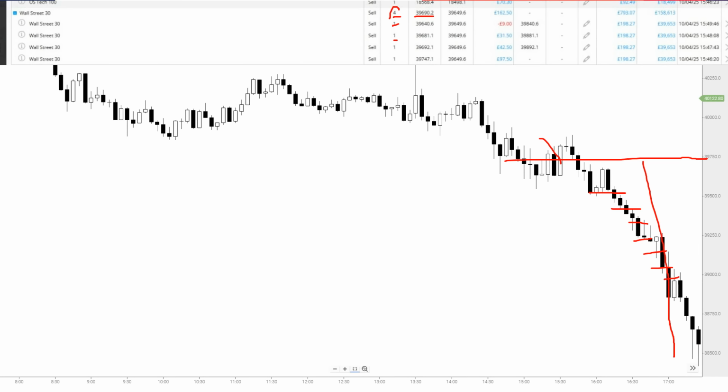And of course, it's not like I knew this was going to happen, but you get this sense that this market is weak. And how do you get a sense that a market is weak or strong? Well, I think in part it comes from experience, in part it comes from having traded for so many years.